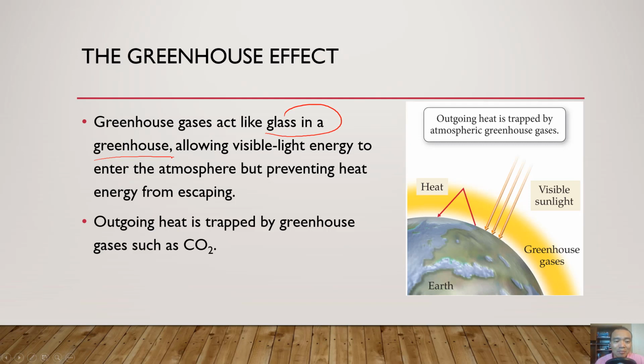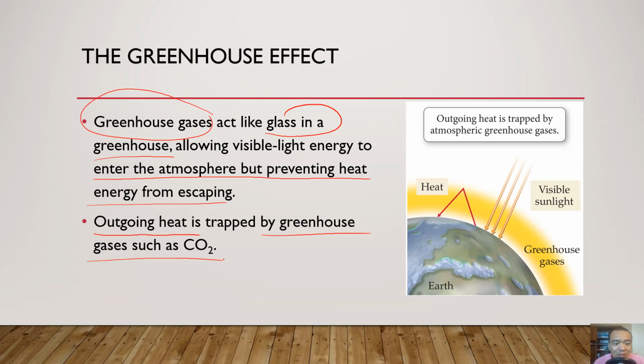Basically, global warming is the situation as if you have the glass in the greenhouse. When the sunlight comes in, the energy of the sunlight is absorbed. But when the heat is trying to escape, it's blocked by the glass. So it's sort of like a glass house. This is the so-called greenhouse effect. The energy is absorbed, however, it's not escaping as effectively. So basically, the outgoing heat is trapped by the greenhouse gases such as CO2.